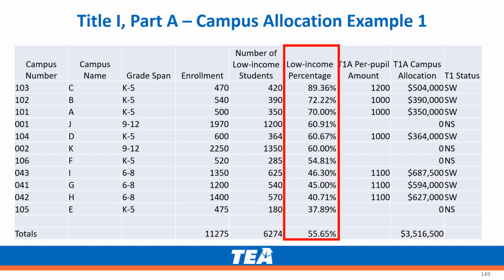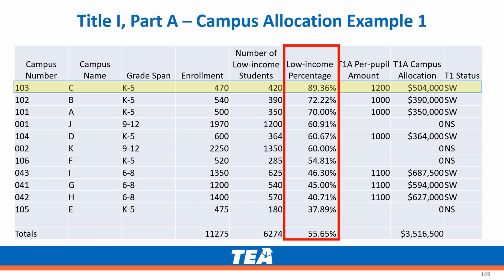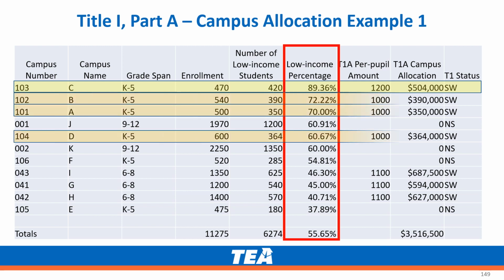In this example, the LEA has ranked all its campuses by low-income percentage. The one campus that has a poverty percentage that's higher than 75% must be served before the LEA can proceed to serve its campuses that are 75% poverty and below. This LEA has chosen to serve its remaining campuses by grade span.